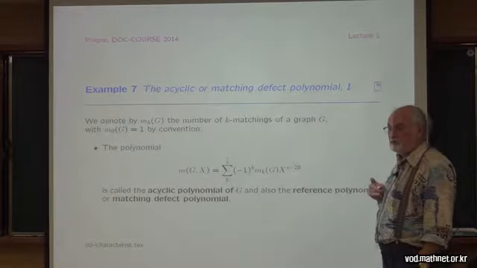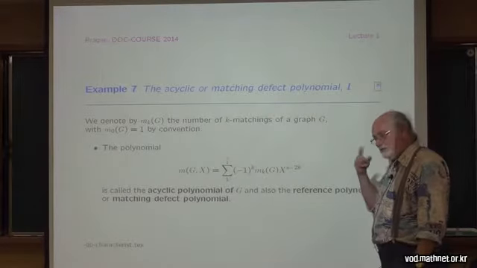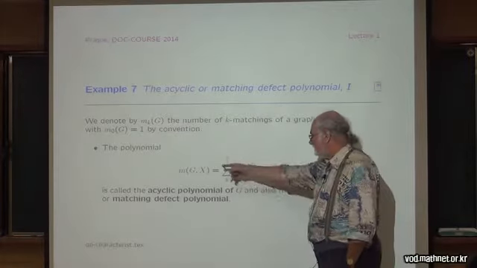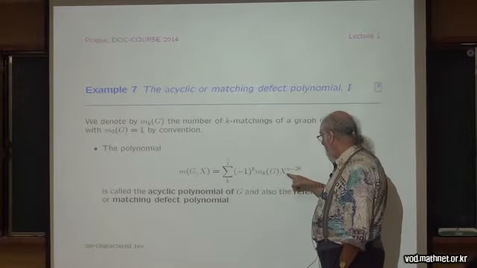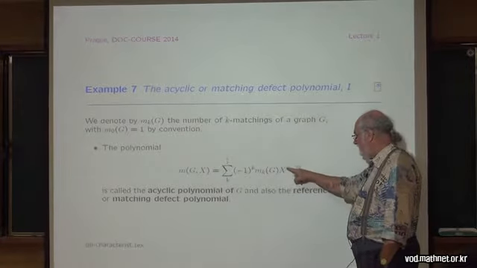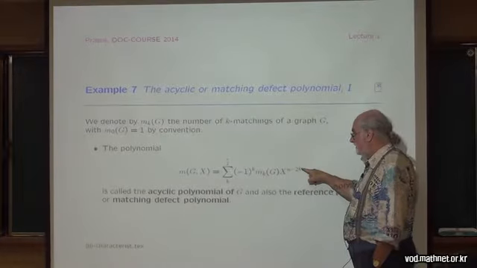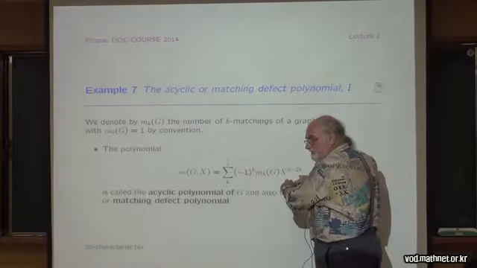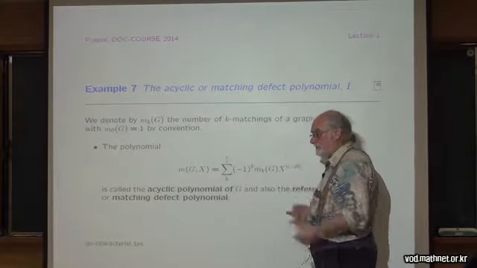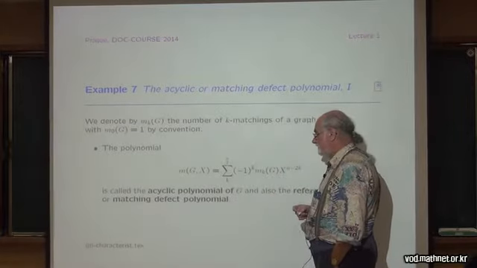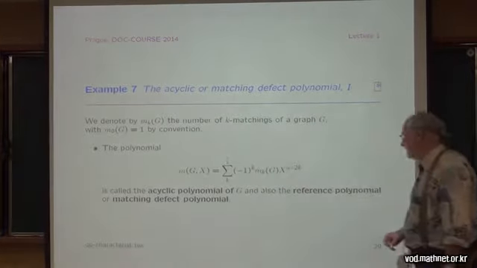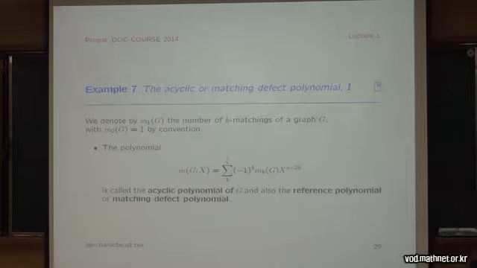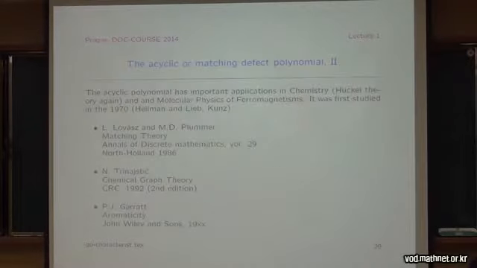And then we form a polynomial. And again, if you look now, there is something tricky here. This one is formed like this, m_k is here. The basis is x to the n minus 2k times minus 1 to the k. So actually this together with this is the basis of your polynomials, and then you take these coefficients. And this is called the acyclic polynomial of G, and also the reference polynomial or the matching defect polynomial. The various names have to do with applications in physics and so on.